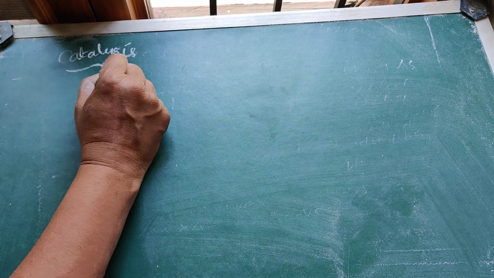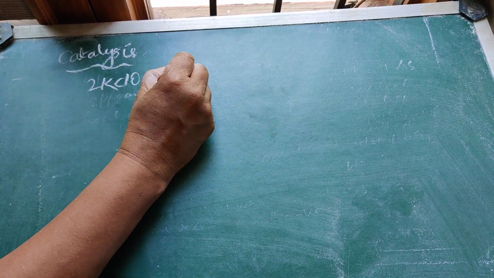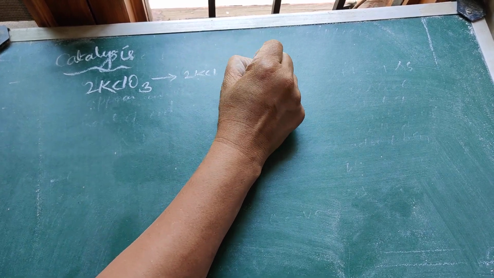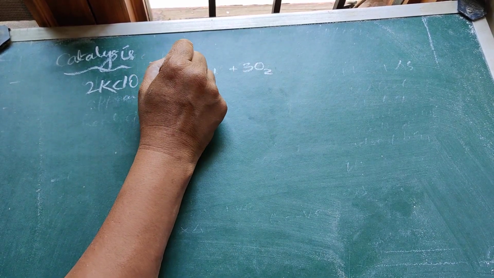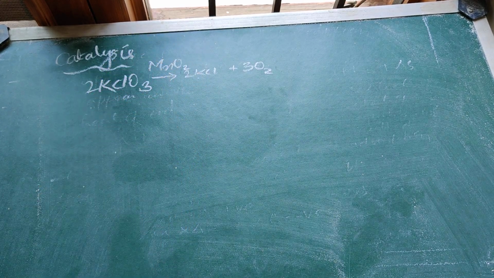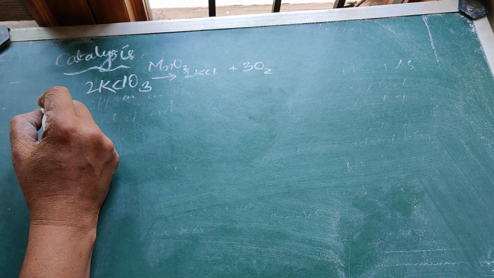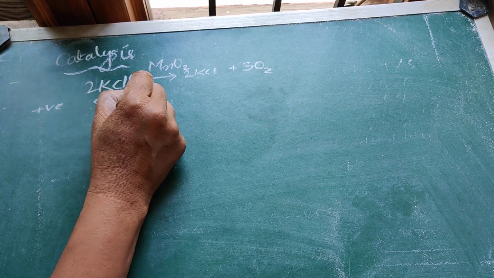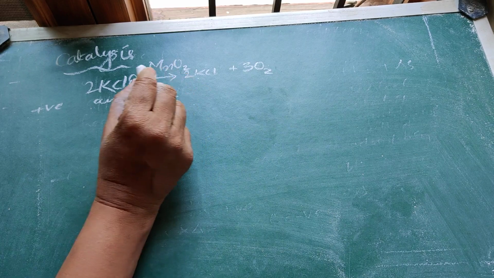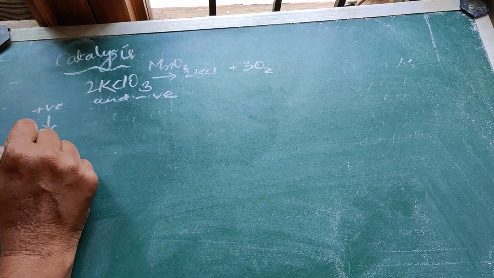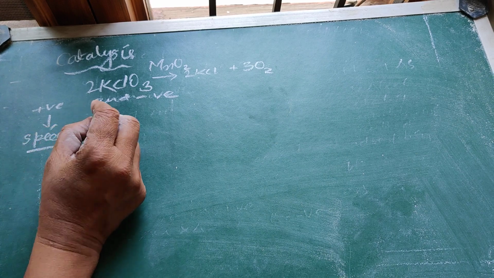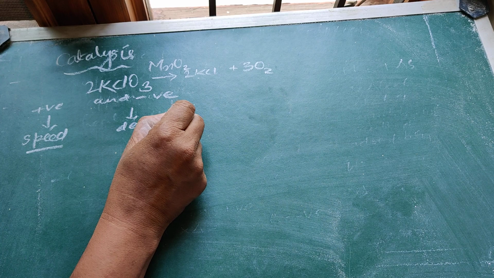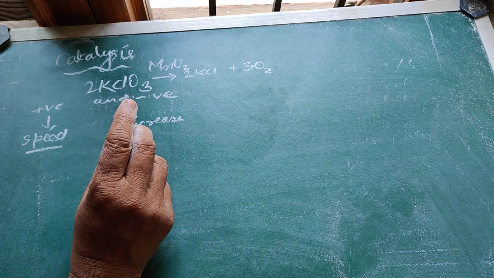So for example, 2KClO3 gives 2KCl and oxygen gas. Here MnO2 is used as a catalyst. Okay, so there are two types of catalyst. One is positive and the other is negative catalyst. The one which increases the speed we can say is positive, and the one which decreases the speed of the reaction you can say is a negative catalyst.